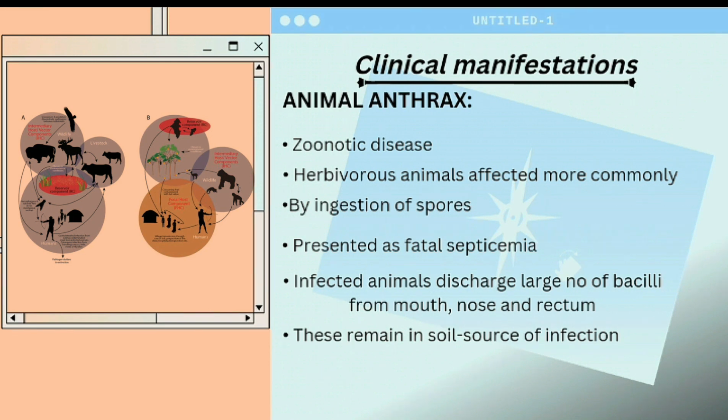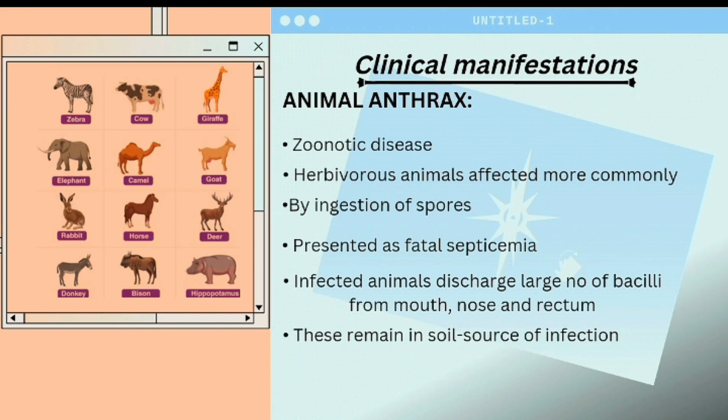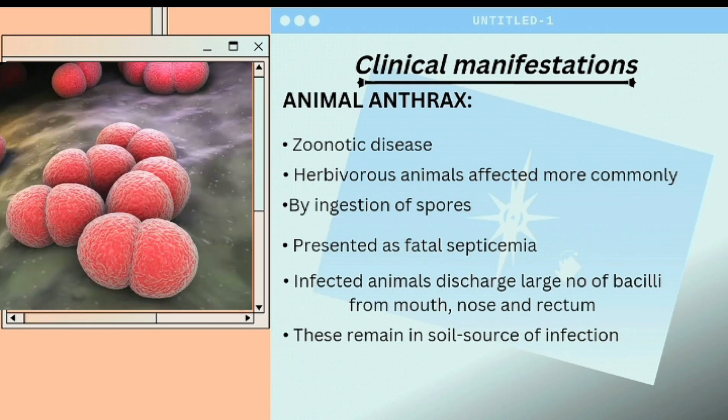So here are some clinical manifestations. Animal anthrax is basically a zoonotic disease. More commonly, herbivorous animals are affected by ingestion of spores, presenting as fatal septicemia. Infected animals discharge large numbers of bacilli from mouth, nose, and rectum. These remain a source of infection.